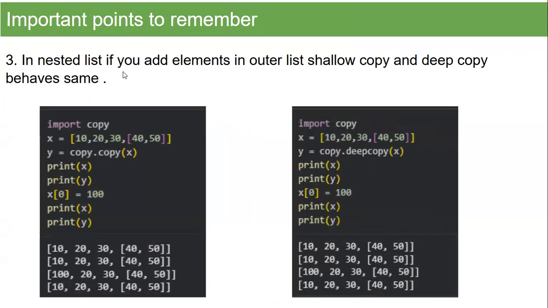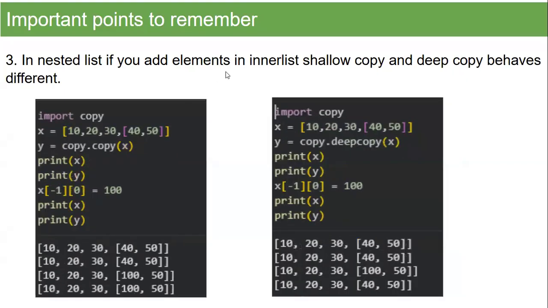Third point, in a nested list, if you are adding an element in the outer list, shallow copy and deep copy behave the same. But whenever you are adding an element in the nested list, at that time they will behave differently. Original and shallow copy behave the same, and deep copy is different. If you add elements in the inner list, shallow copy and deep copy behave differently. Same thing. If you are adding an element, then copy, you can observe the result here. Compared to this, I gave better examples.